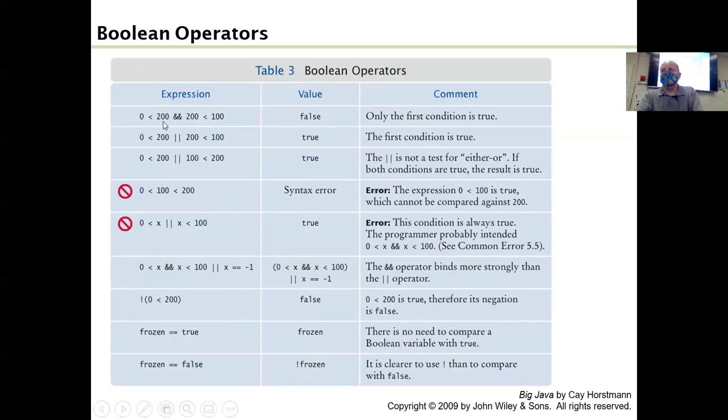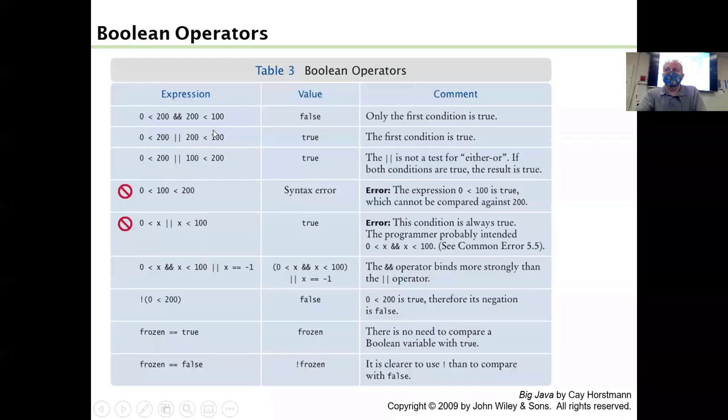0 is less than 200 and 200 is less than 100. Well, we know this is true, but unfortunately 200 is not less than 100. This is an and operation. For you to get a true out of an and operation, both sides have to be true. Well, this half is not true, so the value here would be false. Only the first condition is true. So this, if it were in an if statement, it wouldn't do the true part, it would do the else part.